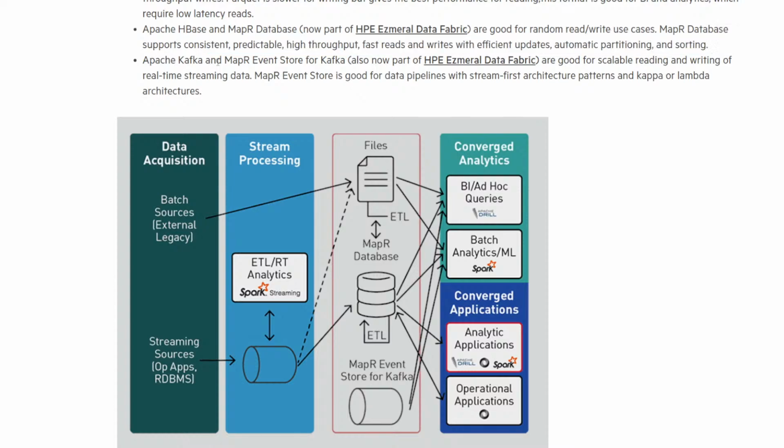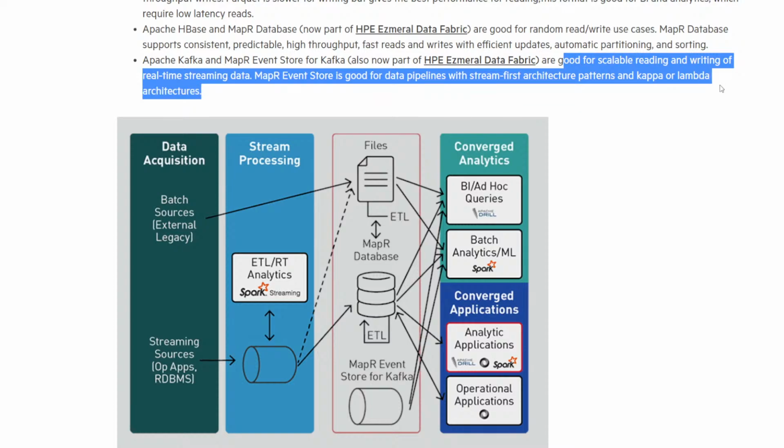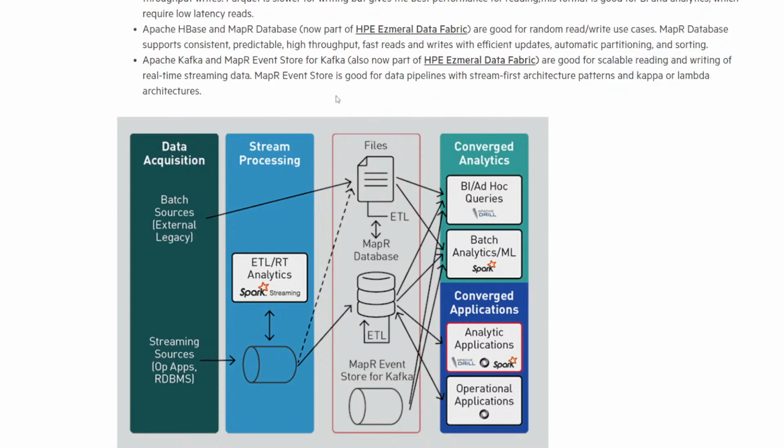What about Kafka? So Kafka or MapR Event Store for Kafka are good for scalable reading and writing of real-time data. MapR Event Store is good for data pipelines with stream-first architecture patterns and Kappa or Lambda architectures.